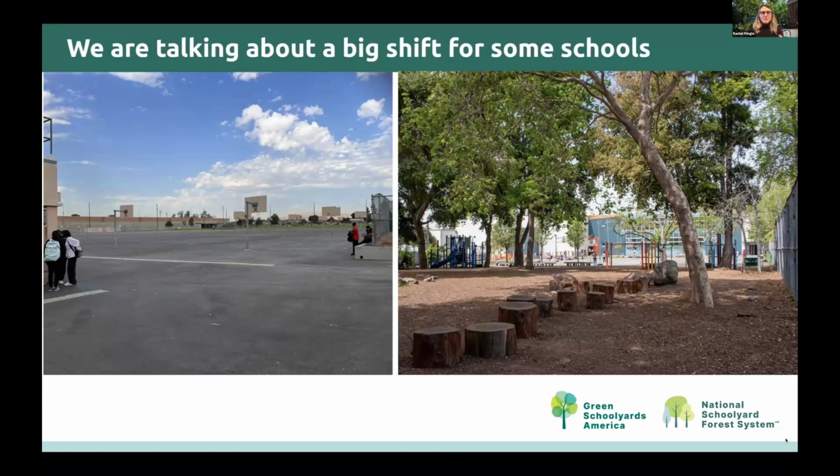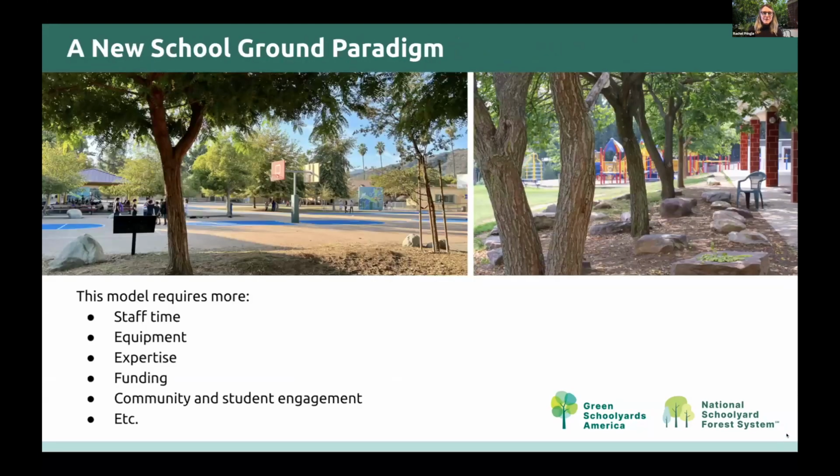So to go from the model on the left to the model on the right can be a big shift for some schools. And to be fair, not all schools will need to make this drastic a change, but no matter what, going from asphalt to any size, living, green, nature-filled space requires a big change in our approach to its care.